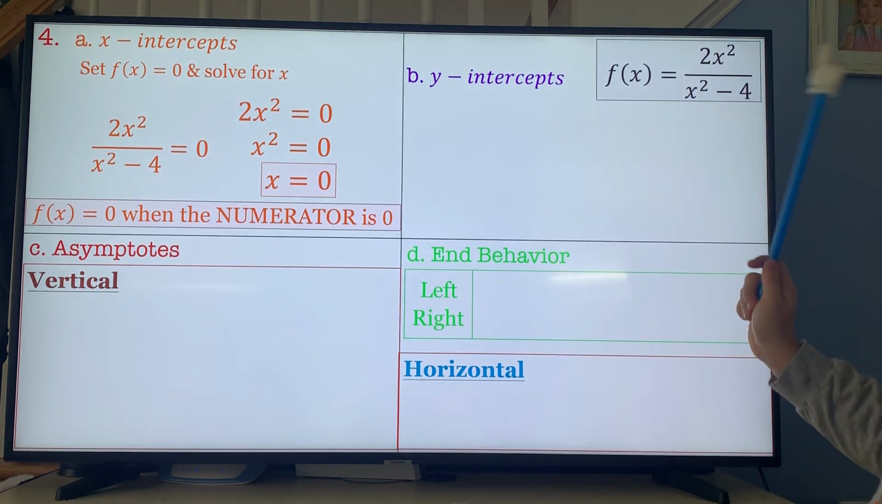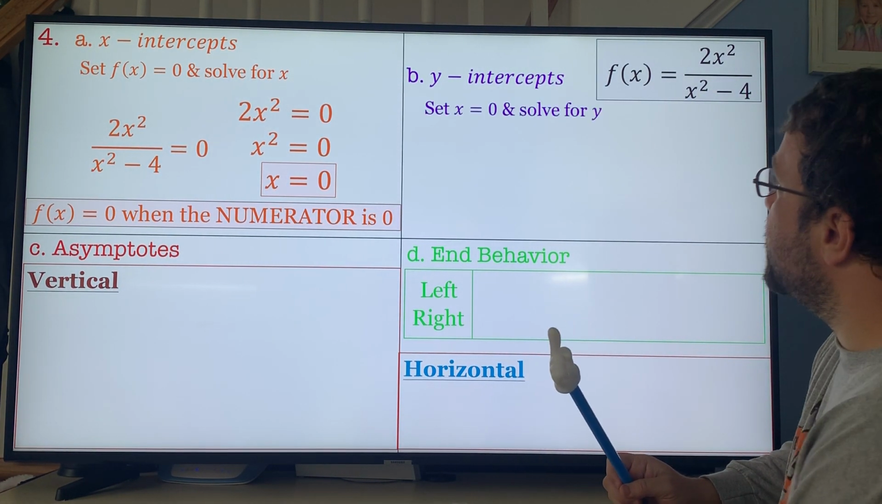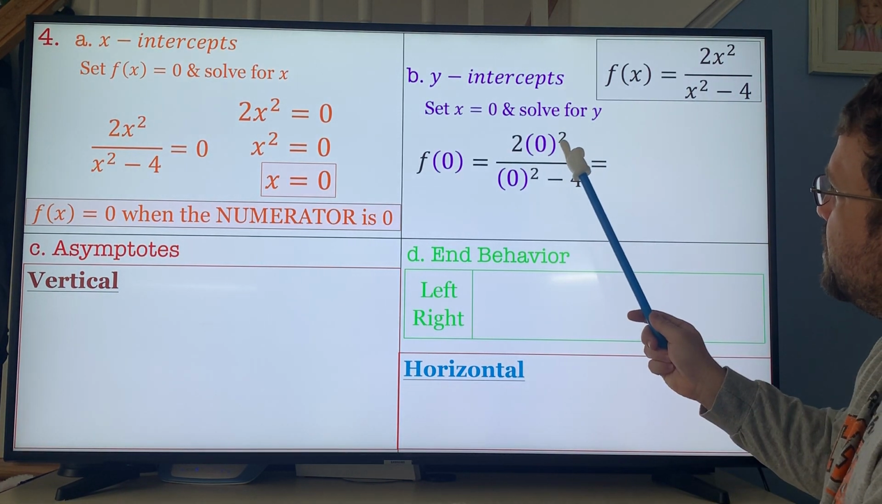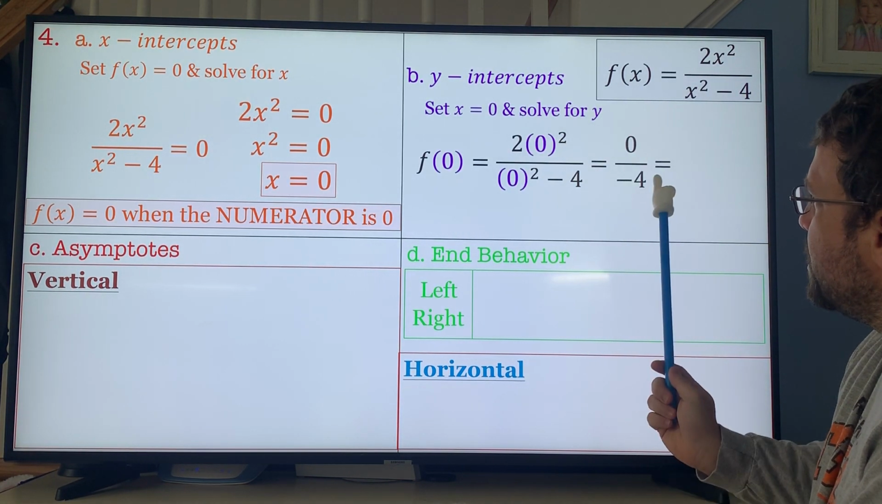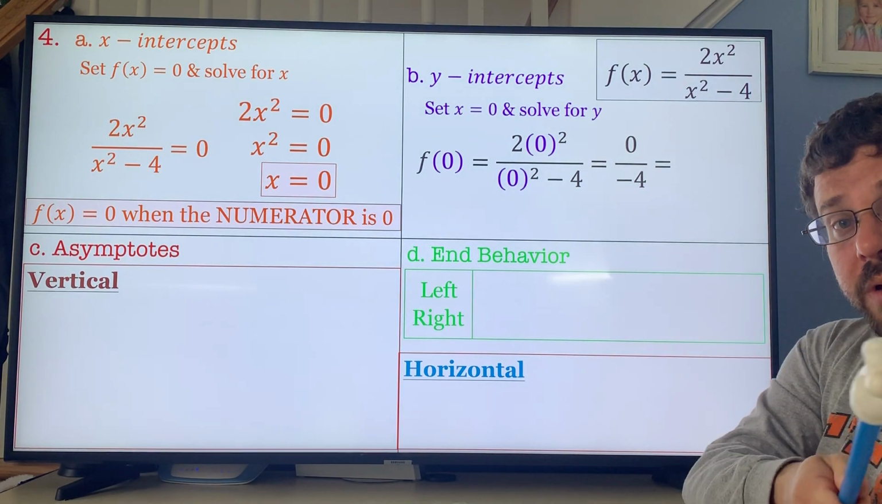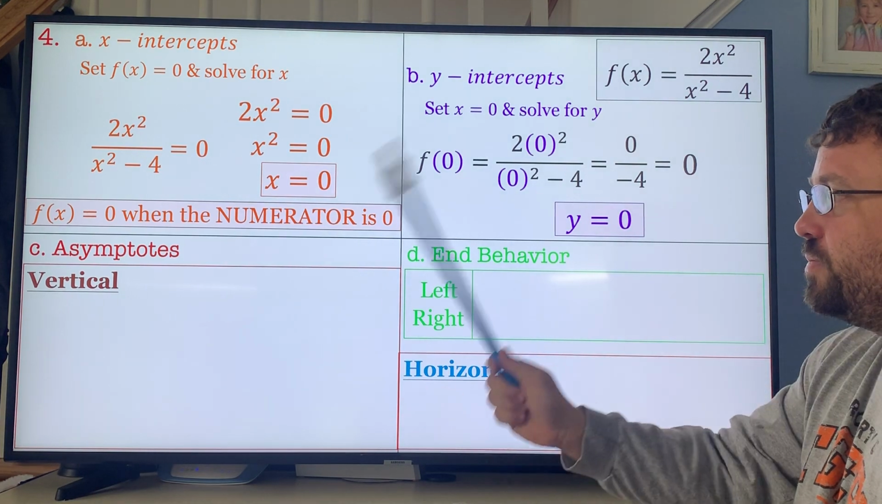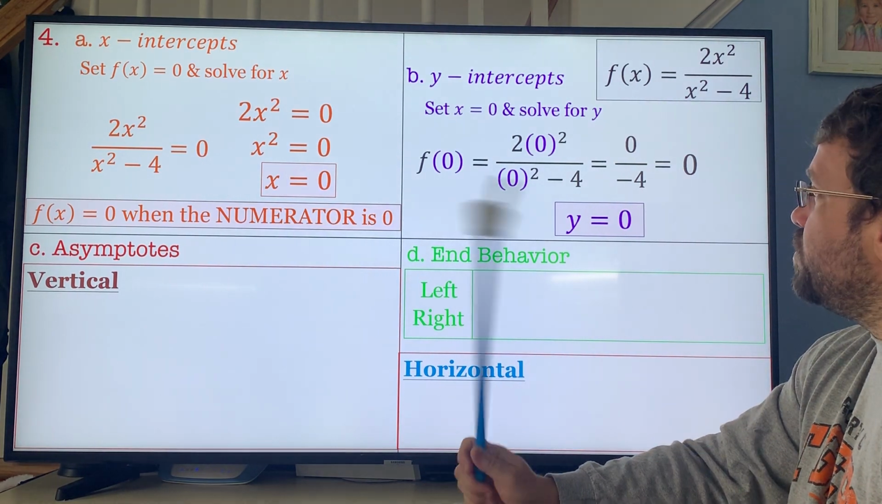Find the y-intercept. Notice a different number now. You set x equal to 0. You just have to hope this doesn't become undefined. 2 times 0 is 0, over 0 minus negative 4. Is this answer undefined? No, it is 0. So your y-intercept is indeed 0.